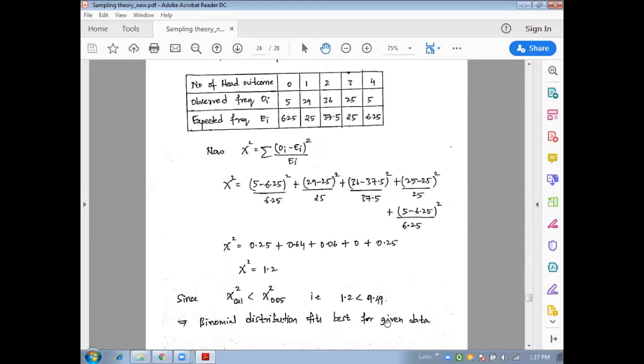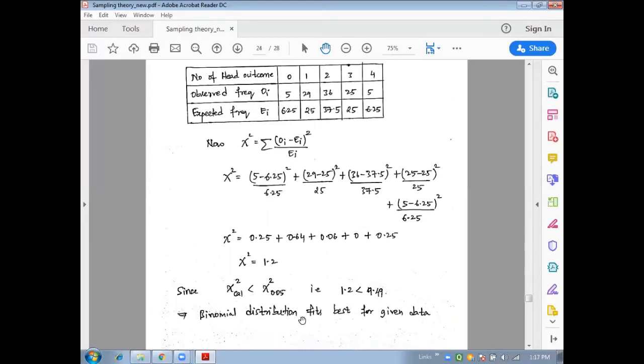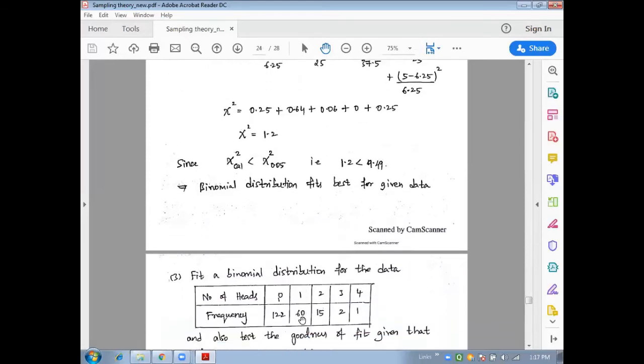The tabular value is given as 9.49. So we compare the calculated value with the tabular value. We can say the chi-square calculation is less than the chi-square tabular value. Therefore, the binomial distribution fits the given data. So it is accepted because it is less than.